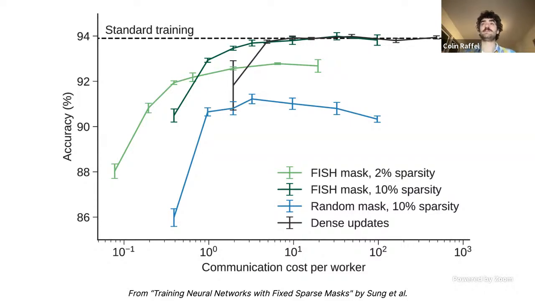Now, if we try to only update 2% of the model's parameters, the performance is a bit worse. And if we update 10% of the model's parameters with a random subset of the parameters, the performance is a lot worse. But again, the main point here is that using the Fishmask can retain the performance of updating all of the model's parameters, but can incur a more favorable communication versus accuracy trade-off.